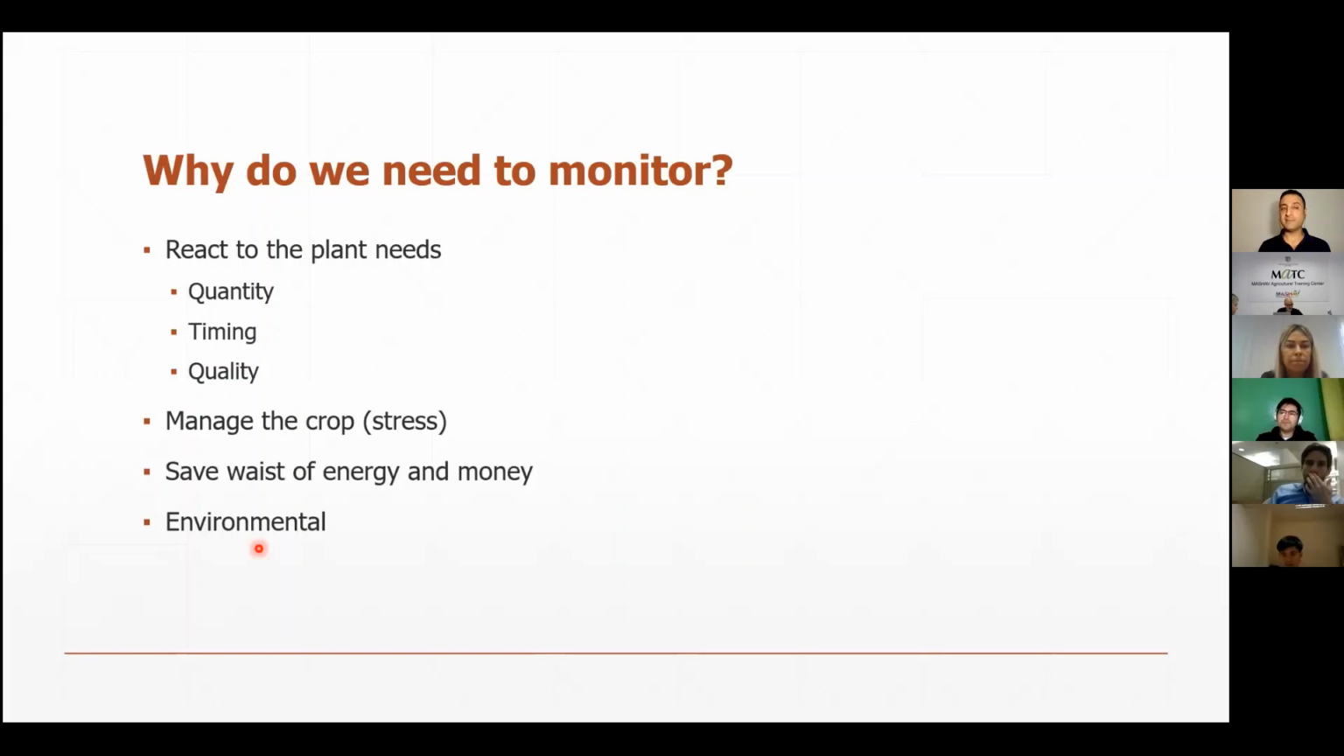That means that it's really relevant to monitor if we want to make sure that we are doing our job as a person that works in agriculture. We need to make it in a responsible way.